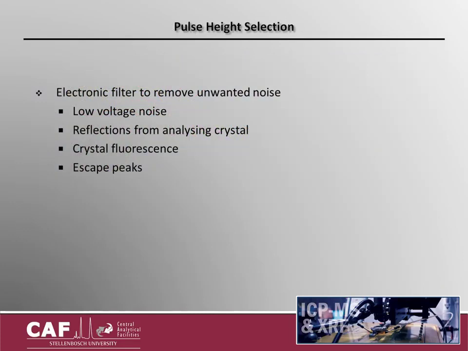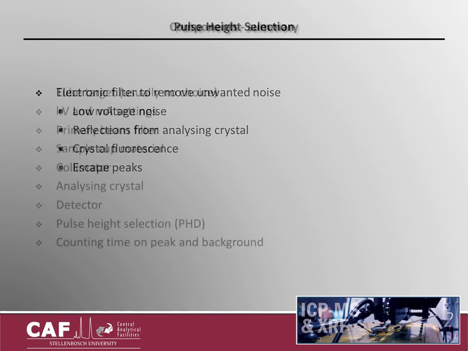The voltage pulse produced from the detector is converted into a pulse height distribution plot, or PHD. Pulse height selection is carried out as a filter to remove any unwanted noise from a low voltage noise, high order reflections from analyzing crystals, crystal fluorescence, and escape peaks. Escape peaks occur from the excitation of gas atoms in a gas-filled detector.